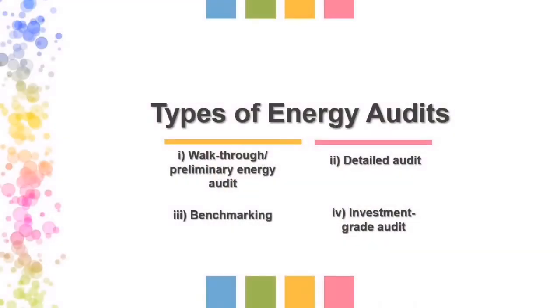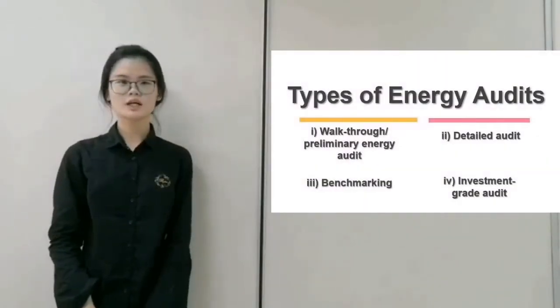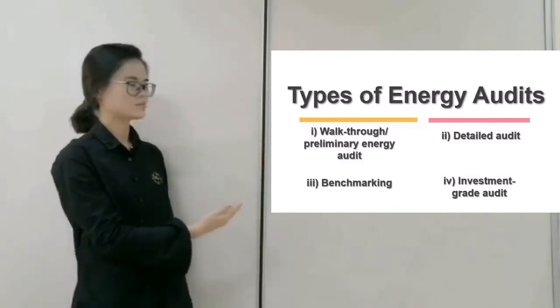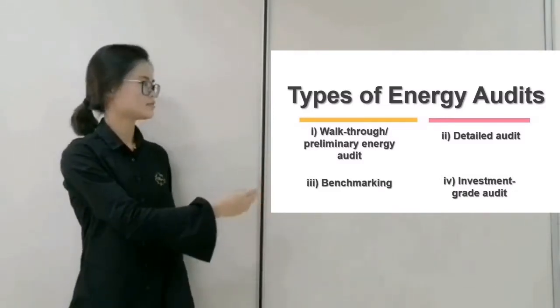Hi, I am going to talk about the types of energy audit. There are 4 types of energy audit. The first one is walkthrough, or we call it preliminary energy audit. The second one is detailed audit. The third one is benchmarking, and the last one is investment grade audit.